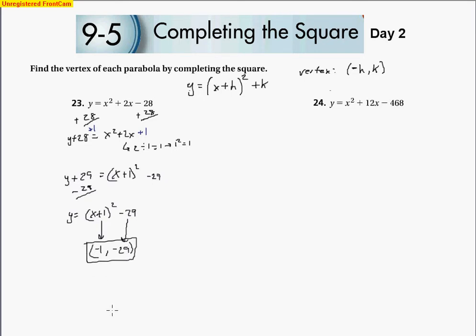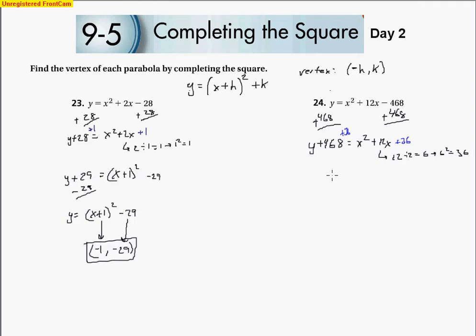Let's take a look at our next problem here. On this one, we have to bring the 468 to the other side. Whenever you move something to the other side, it switches signs because we're doing an opposite operation to get it there. And so I've got y plus 468 equals x squared plus 12x. From here I take half the b term, and then I square that answer, and that gives me 36. That's the important value to add, especially to the left-hand side here. So we add 36.